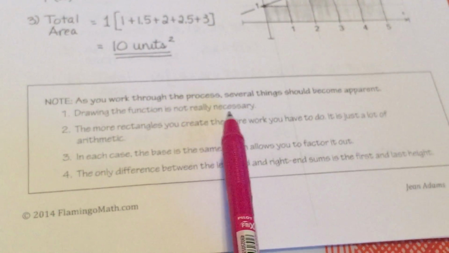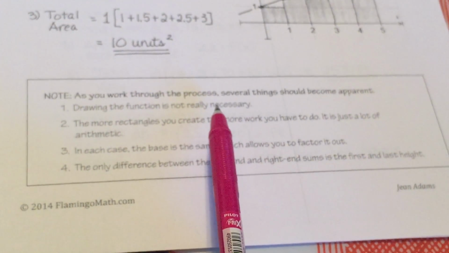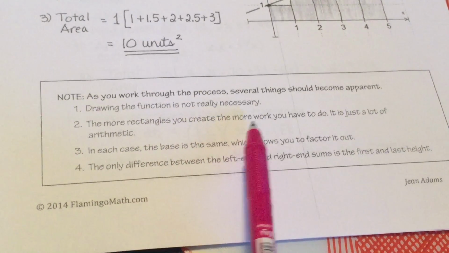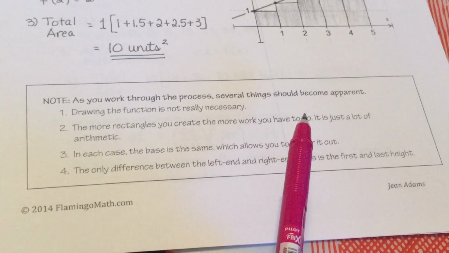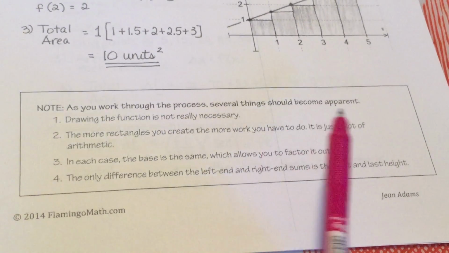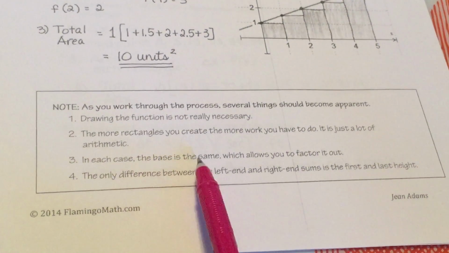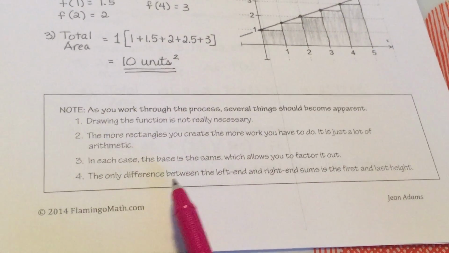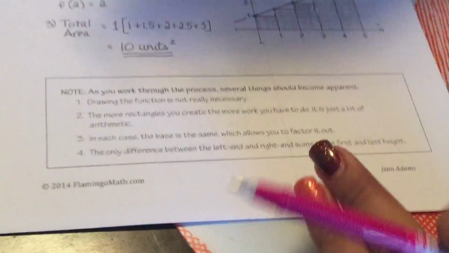Drawing the function is not really necessary because you're given the function and really you're just plugging in values into the function. The more rectangles you create, the more work you have to do. However, the more rectangles you have, the more accurate your area will be. But it is a lot of arithmetic. And in each case, the base is the same, which allows you to factor it out. And the only difference between a left end and a right end sum is the first and the last height.